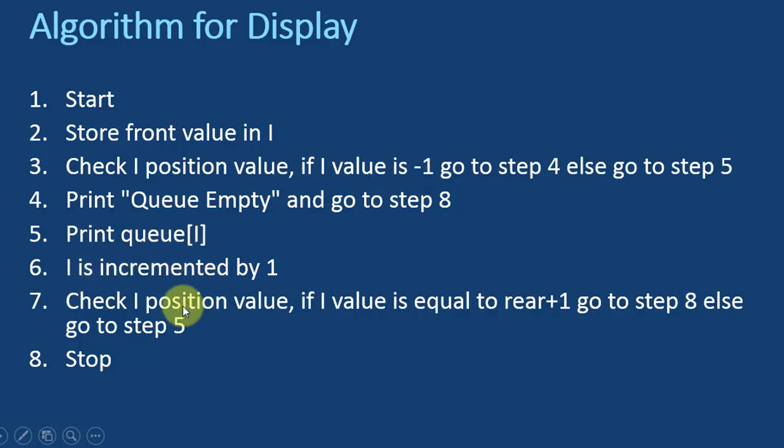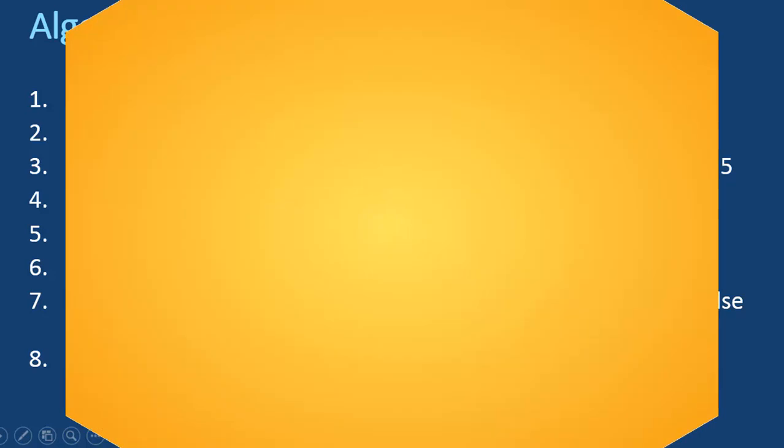Okay, now in step 7 we are going to check whether the value of I is equal to rear + 1, and if it is, then we have to go to step 8. Otherwise we have to repeat step 5. Okay, so finally one by one we will print all the elements from our front to rear. Okay, so this is all about the algorithm.